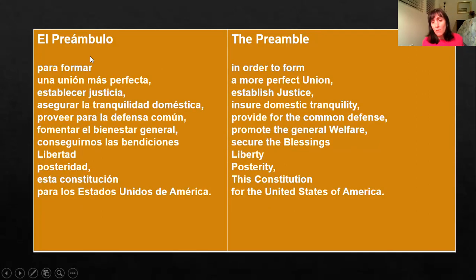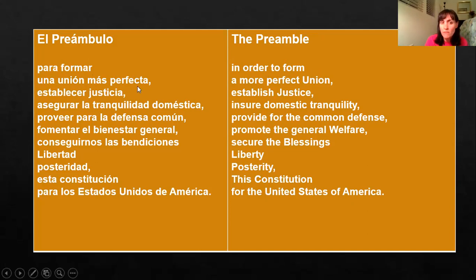In addition to learning vocabulary, you can also learn about word order and grammar, concordance, all different things that are hard to explain but easy to recognize if you're comparing two texts. So para formar is in order to form. And this is a general rule. Anytime you want to say in order to do something, you say para formar. So para plus a verb means in order to do something.